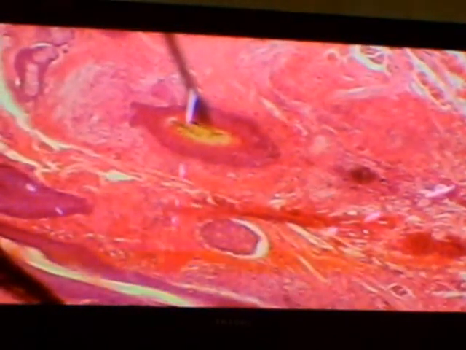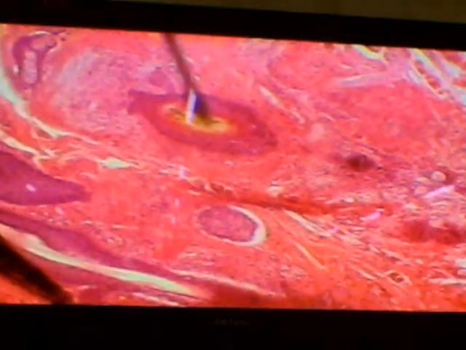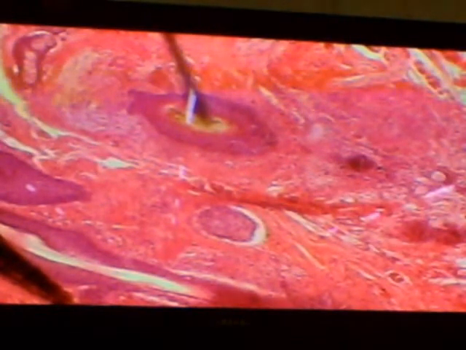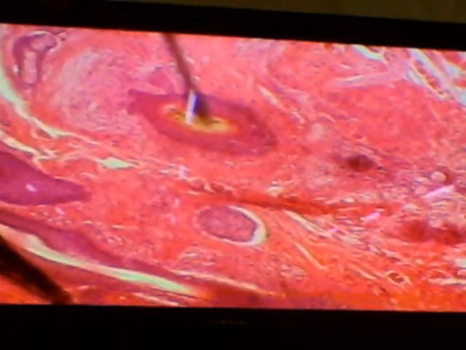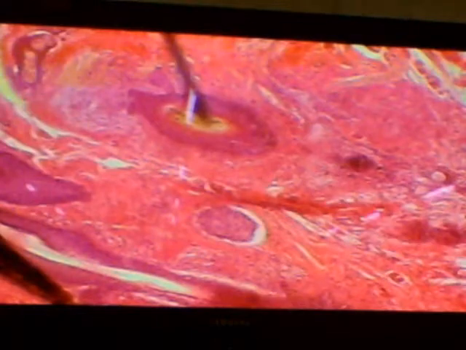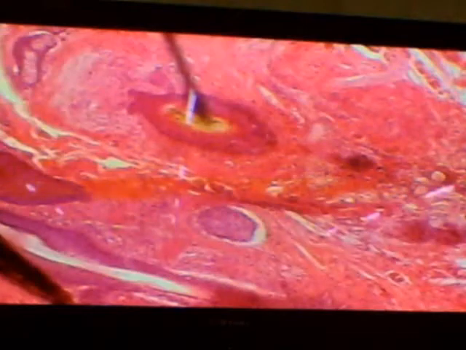What is this thing here? What's that? Looks as if this would be a good thing to put on the exam. What exactly is it? What is the pointer on? The pointer is on a hair shaft. It's on a hair shaft.